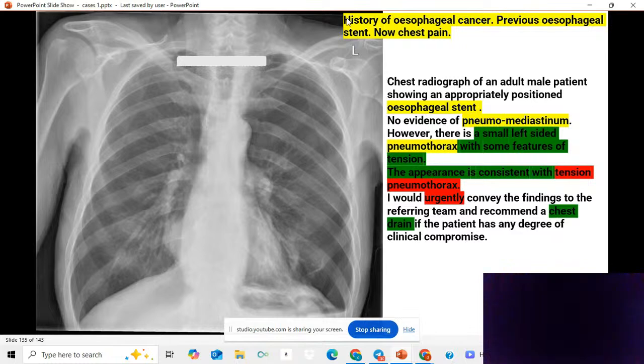So, if you have a history of esophageal cancer and esophageal stent placement, as you see here, you need to look for pneumomediastinum and tension pneumothorax.